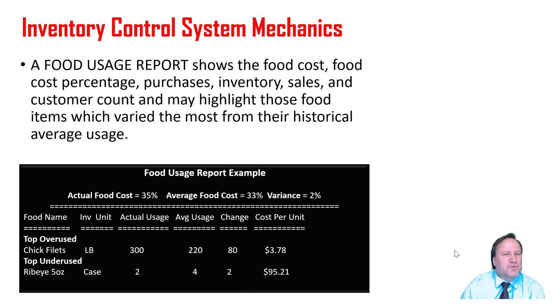A food users report is another report that shows me the food cost percentage. Like you see here, the actual food cost is 35%. Average food cost is 33%. So I know that this month I went over 2%. Is 2% a big deal in food cost? Yes, it is. It's a big deal because that can be the difference between making money or not.